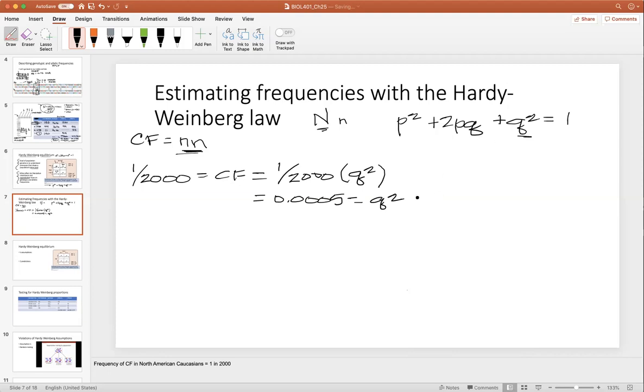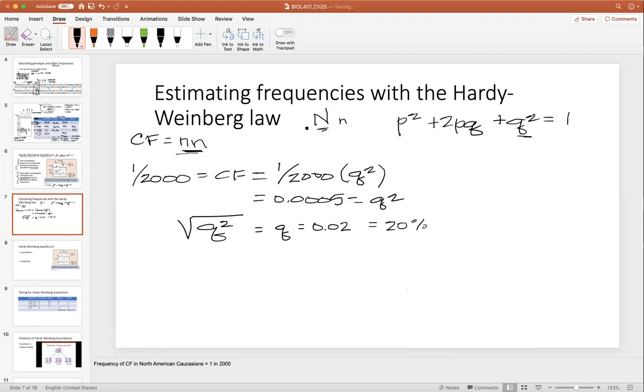Let me show you. All right, well, what if I took the square root of this? That would give me Q, wouldn't it? If I wanted to get Q from Q squared, all I do is take the square root of that. That's going to give me the frequency of this Q allele, isn't it? Okay, so let's go ahead and do that. If you take the square root of 0.0005, it is something like 0.02. Let me make sure that that's correct. Yes, okay. So in other words, 2% of the alleles in our population are the cystic fibrosis alleles.